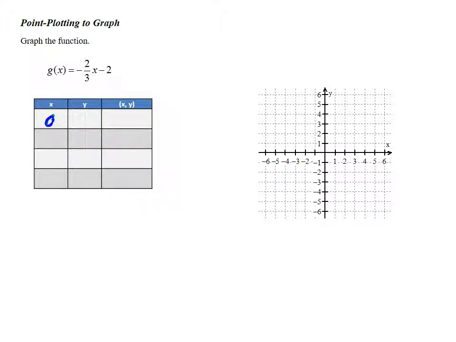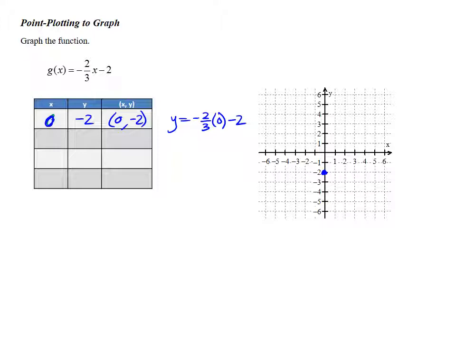Forgot I was in green here. So let's plug in 0. The nice thing about 0 is that any place where you have x, that term is going to multiply out to 0. So negative 2/3 times 0 would be 0, and then minus 2 would just give me negative 2. So I have a point at 0, negative 2, right there. Graph it at the same time.